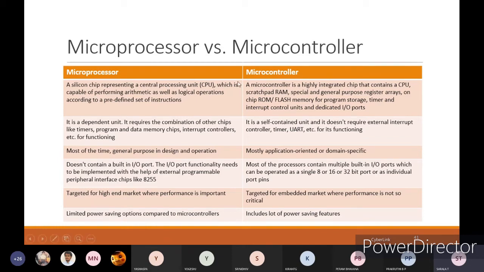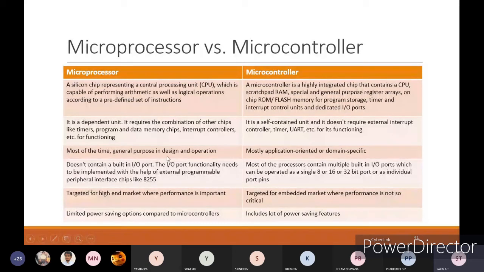That is related to microcontroller, meaning it has all the peripherals needed for the functioning of arithmetic and logical operations. And a microprocessor is a dependent unit. It requires the combination of other chips like timer, program and data memory chips, and interrupt controllers for functioning. That is a dependent unit. A microcontroller, with respect to this, is a self-contained unit. It doesn't require any external controllers or timers or UART, etc. for its functioning, because everything is present in the microcontroller itself.